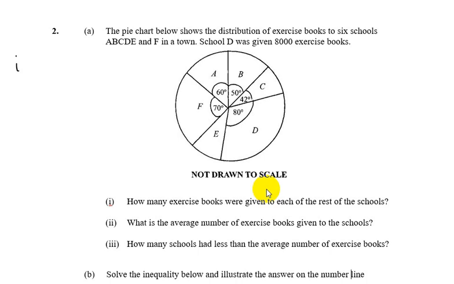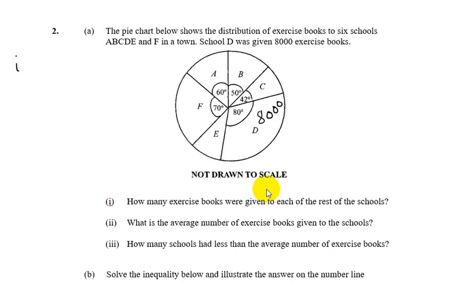So how many exercise books were given to the rest of the schools? But we were told that one school, that's D, received 800 of the books. And they said how many books were given to the rest of the schools. So the rest of the books is the total number of books that was shared. But we know that this is a pie chart, right? And we know here to be 80, here to be 42, here to be 50, 60, and 70. So we have to find E.